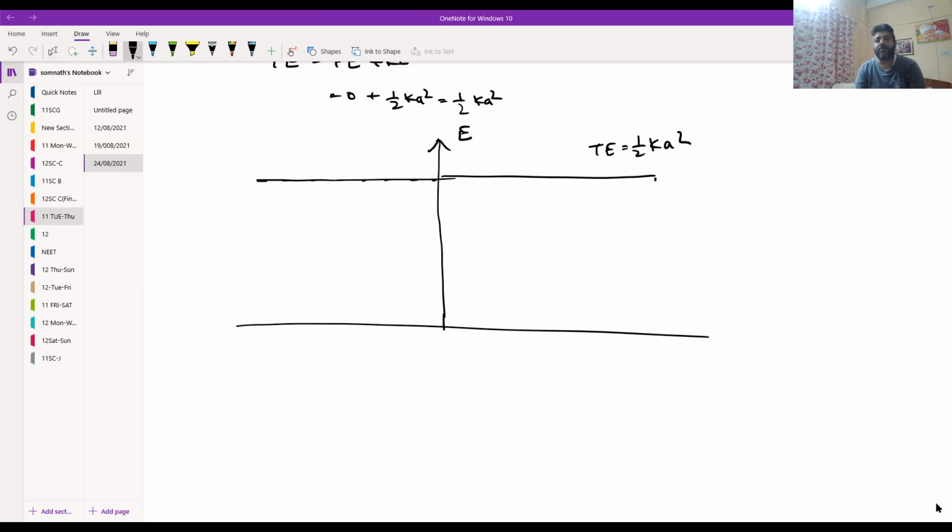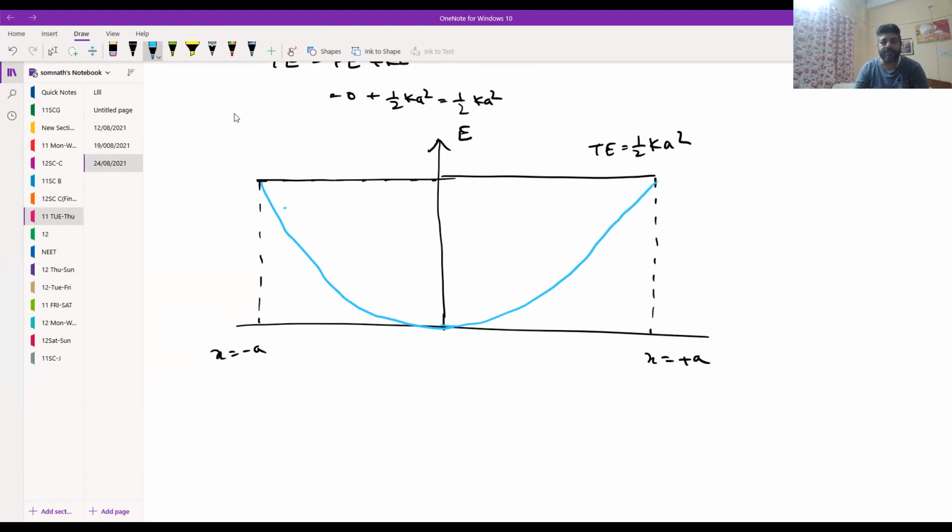If we suppose a is the extreme position, x equals plus a, x equals minus a. It will not be a straight line. It will look like a U shape. See, at x equals 0, my potential energy is 0, and at the extreme position potential energy is maximum. That is my potential energy, and this one is my kinetic energy. Yes or no?